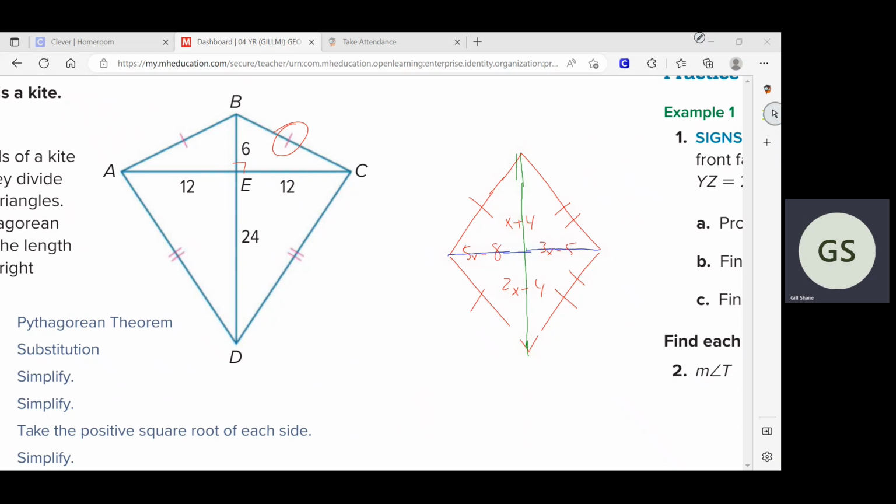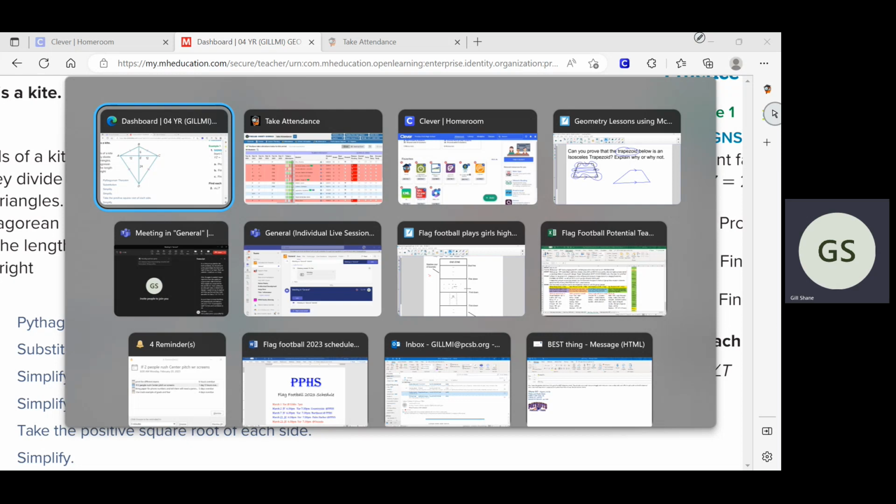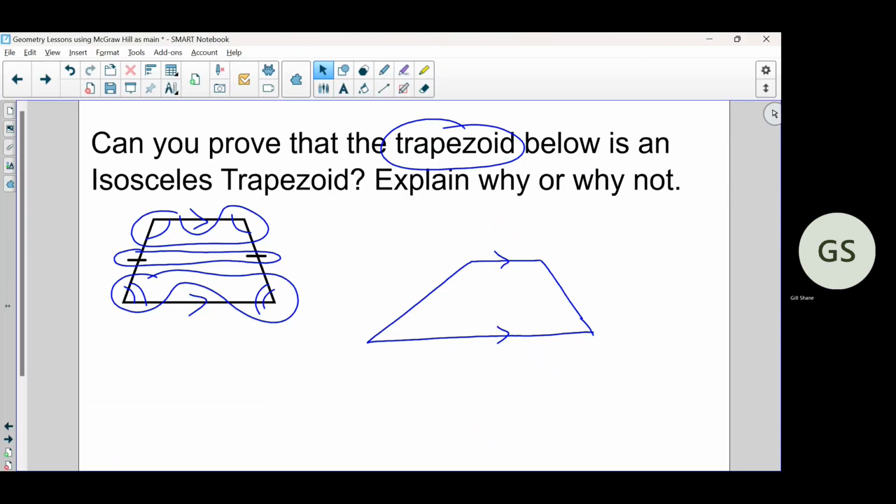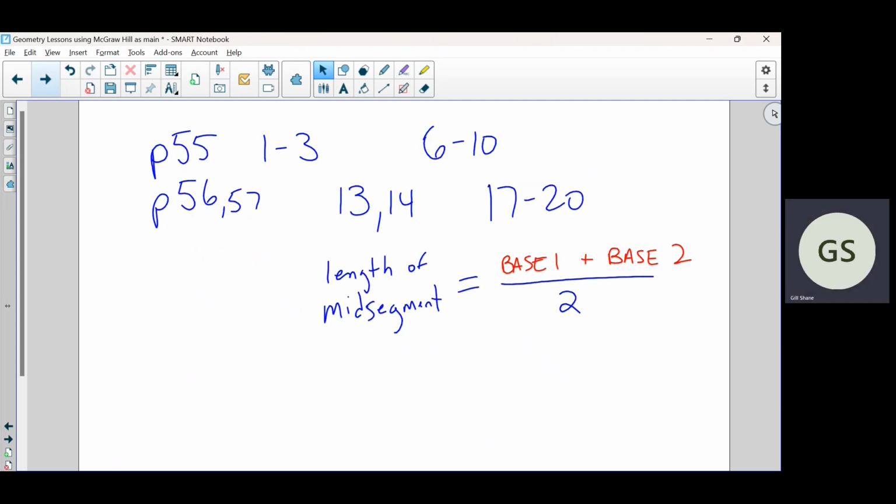All right, so here are your problems to do. This is what you're responsible for on the quiz on Thursday. We've already done 1 through 3. So that was last class. If you weren't here, you need to do those on a trapezoid. So we're adding 6 through 10. That's the mid segment of a trapezoid. Those were pretty easy. 13 and 14. And then 17 through 20 would be the most difficult thing you'll see. Something similar to that on the quiz. 17 through 20 are the toughest, along with what I just showed you about a kite a second ago.